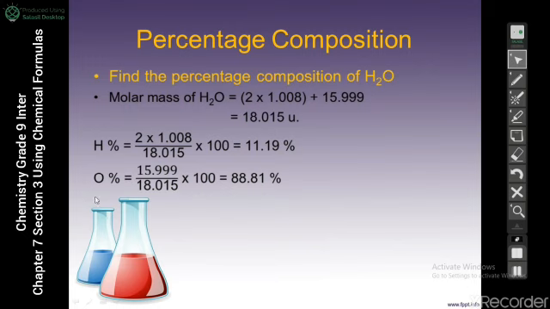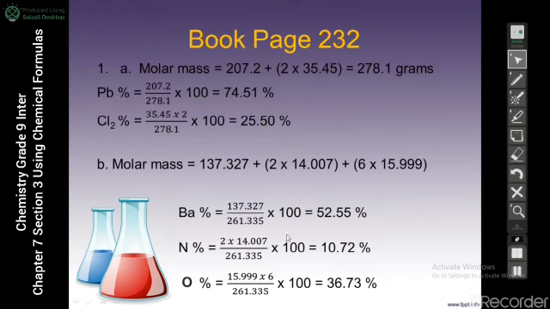To calculate the percentage of oxygen, we are going to divide the mass of only oxygen, which is 15.999, over the mass of the whole compound, which is 18.015. And then we are going to multiply it by 100 to get the percentage, 88.81%. Then we are going to solve the practice in your books, page 232.